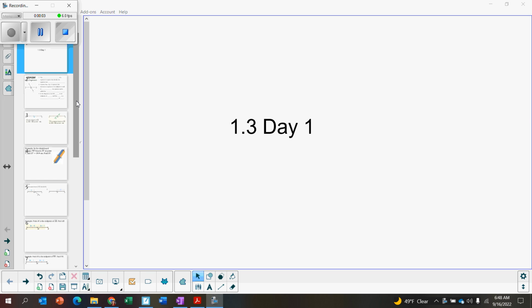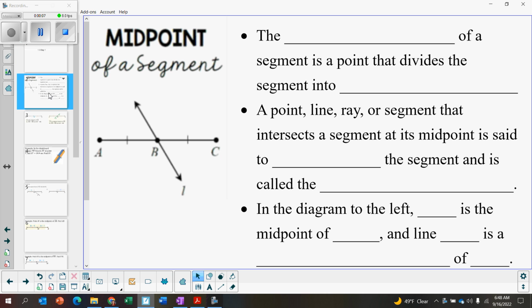This is day 1 of lesson 1.3. Today we're going to talk about midpoint. So the midpoint of a segment, all right, we're going to fill in midpoint. Let's find our pen.